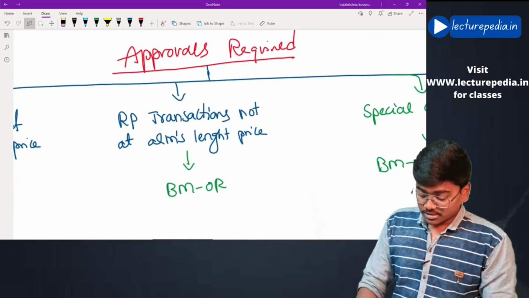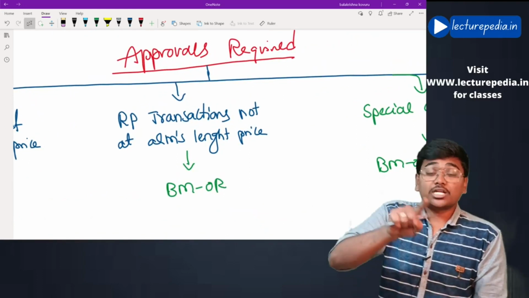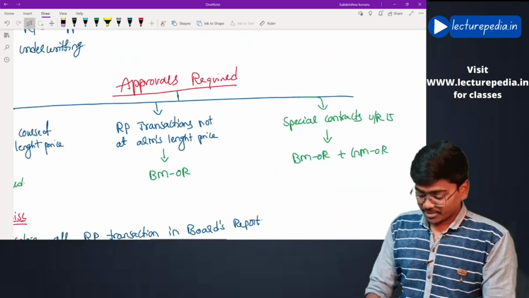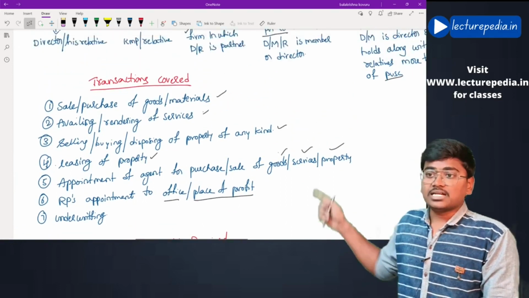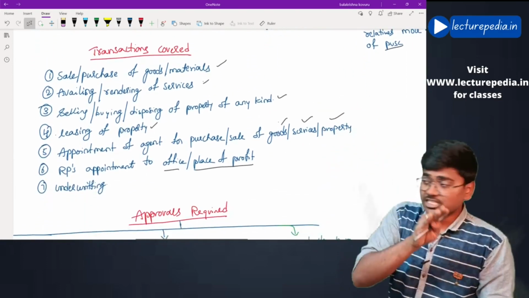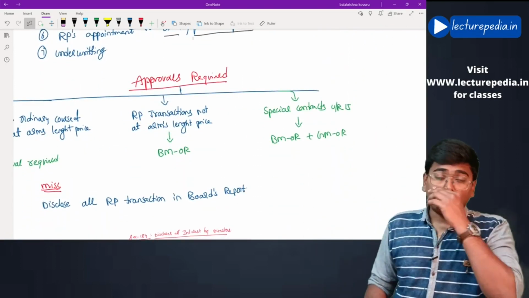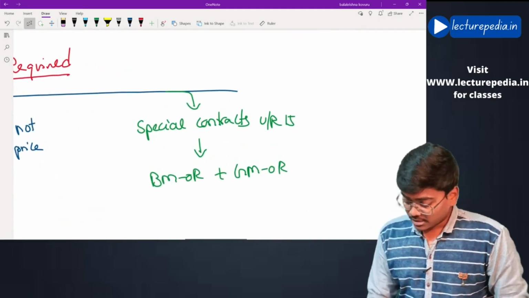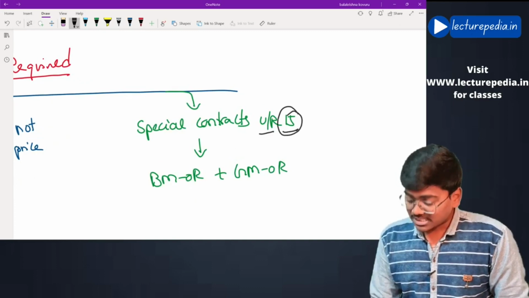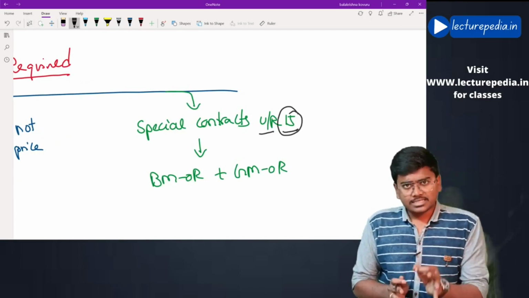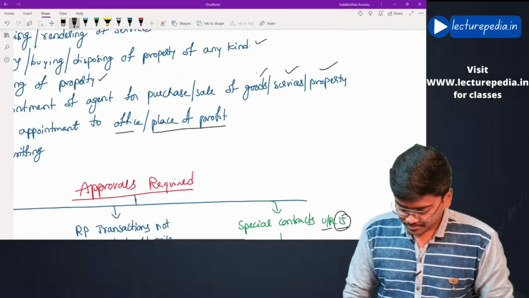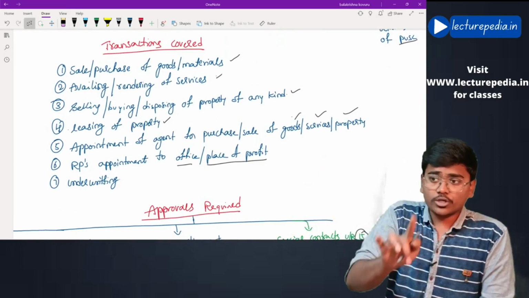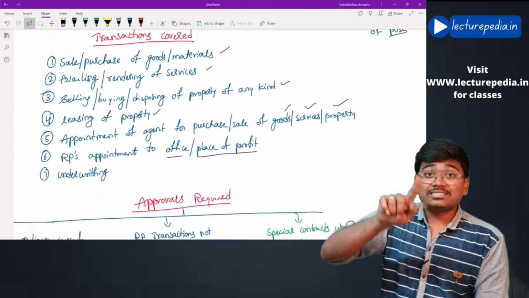Next, if the transaction is with related party but not at arm's length price, in that case, board meeting ordinary resolution is required. That means if company enters into any of these transactions with the related party and such transaction is not at the arm's length price, then board meeting ordinary resolution is required. Hope that is clear. Next, special contracts under Rule 15. What are the transactions covered under Rule 15? The transactions covered under Rule 15 are same as transactions covered here. These 7 transactions are only covered under Rule 15, but exceeding certain limit.